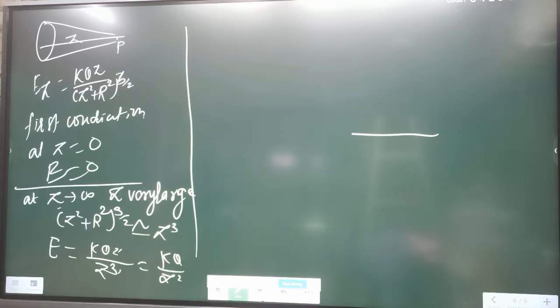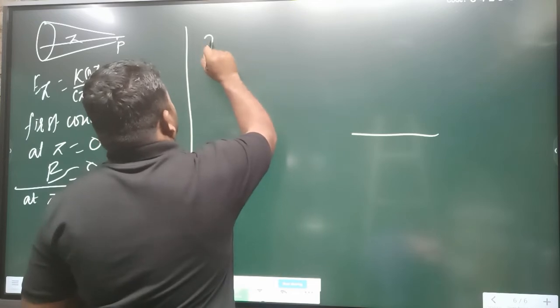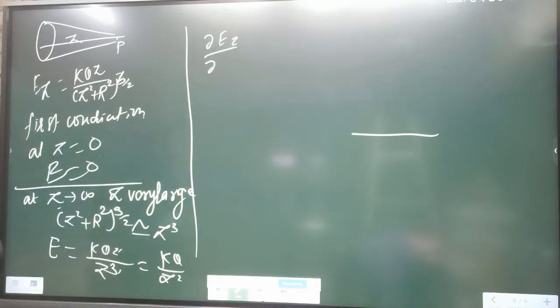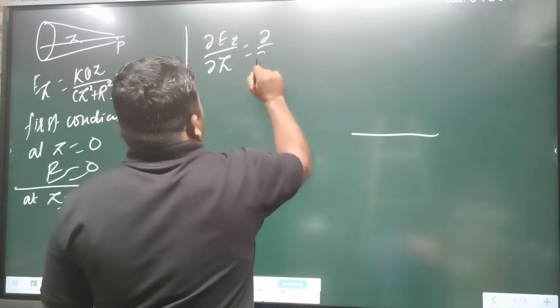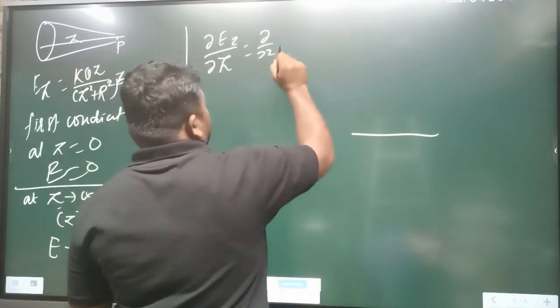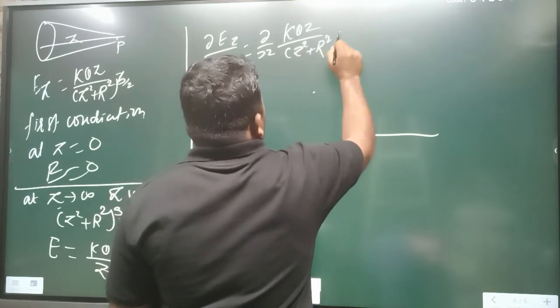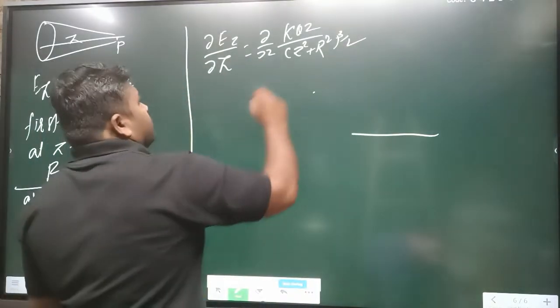Next, at what distance is the electric field maximum? For any quantity to be maximum or minimum, the derivative is 0, with respect to z, that is d by dz. What is the electric field? The electric field is equal to KQz upon (z square plus r square) bracket to the power 3 by 2. K is constant, Q is constant.